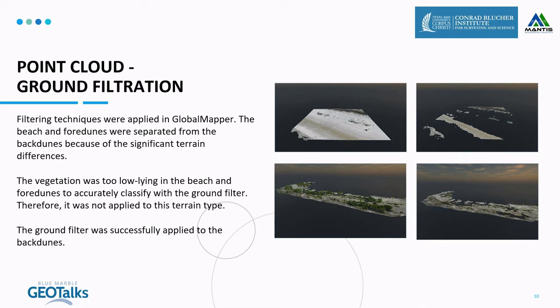However, if you look at the bottom, that ground filter was successfully applied to the back dunes. These are mangrove species, and you can see that they're higher in elevation. If you look at the bottom right image, you can see that after that filter was applied, it did a really great job at removing that vegetation.